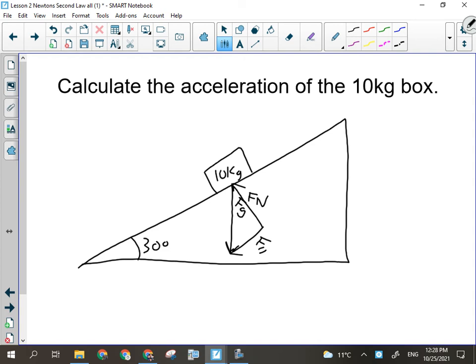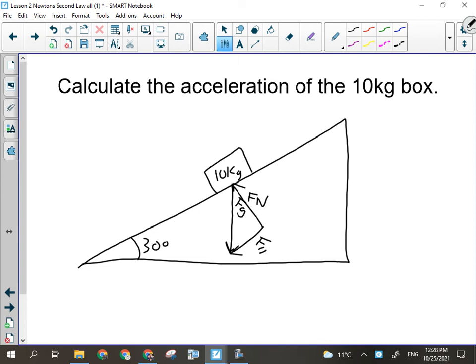Okay? In a more complex question, I might have friction or somebody pulling on a rope that's attached to the box. I'd have other forces. Okay? So this wouldn't end up being my net force. It would be part of it. Right? But in this case, this is kind of the simplest one.